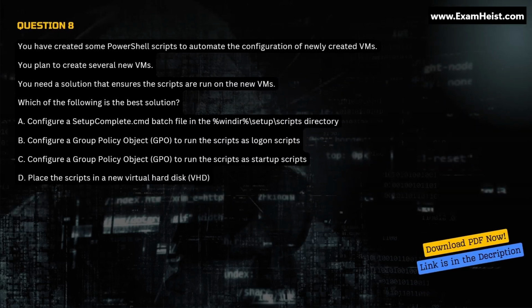Question 8. You have created some PowerShell scripts to automate the configuration of newly created VMs. You plan to create several new VMs. You need a solution that ensures the scripts are run on the new VMs. Which of the following is the best solution? A. Configure a setupcomplete.cmd batch file in the %windir%\setup\scripts directory. B. Configure a group policy object, GPO, to run the scripts as logon scripts. C. Configure a group policy object, GPO, to run the scripts as startup scripts. D. Place the scripts in a new virtual hard disk, VHD.